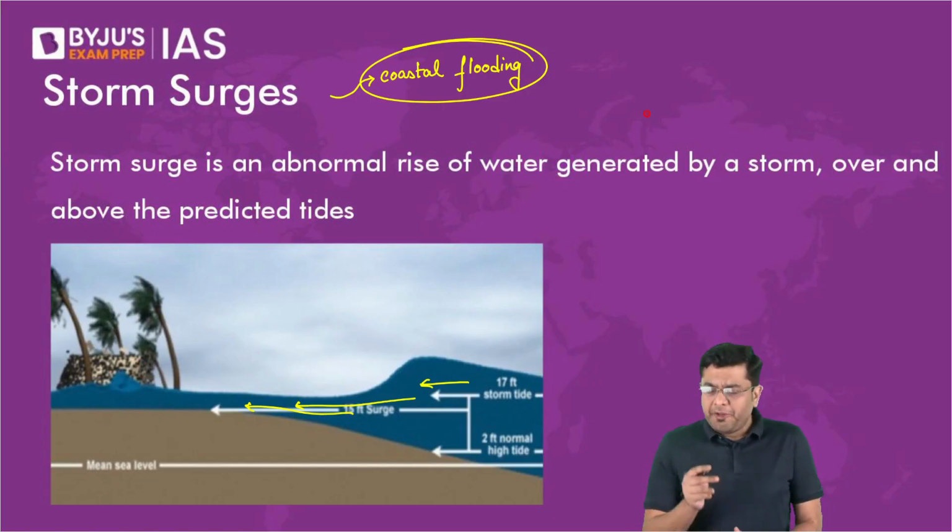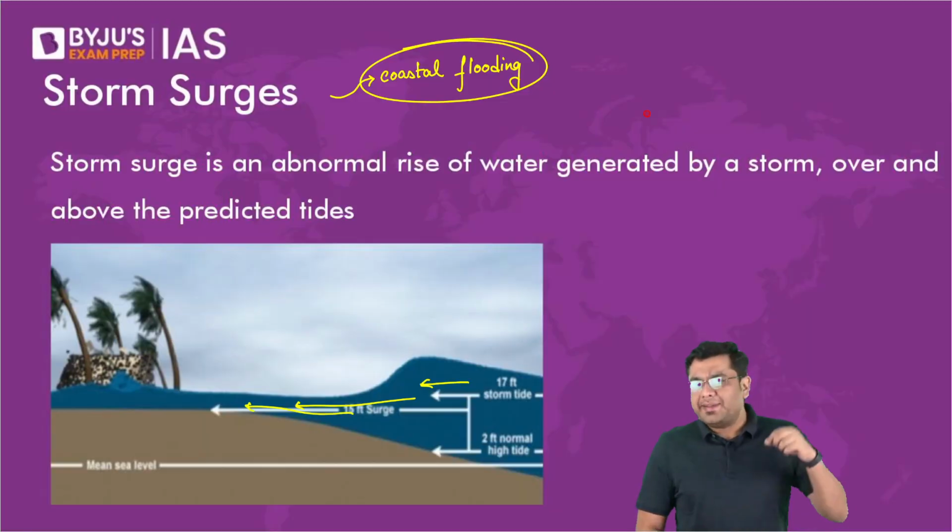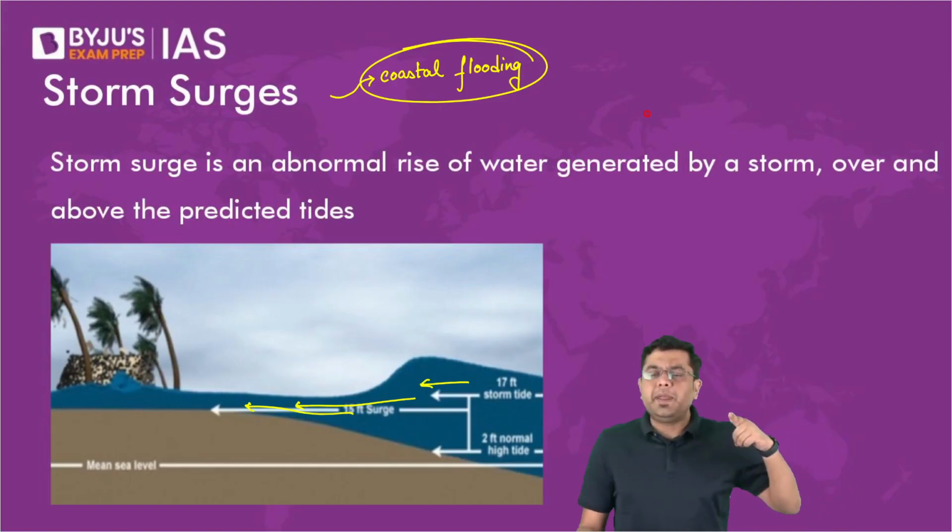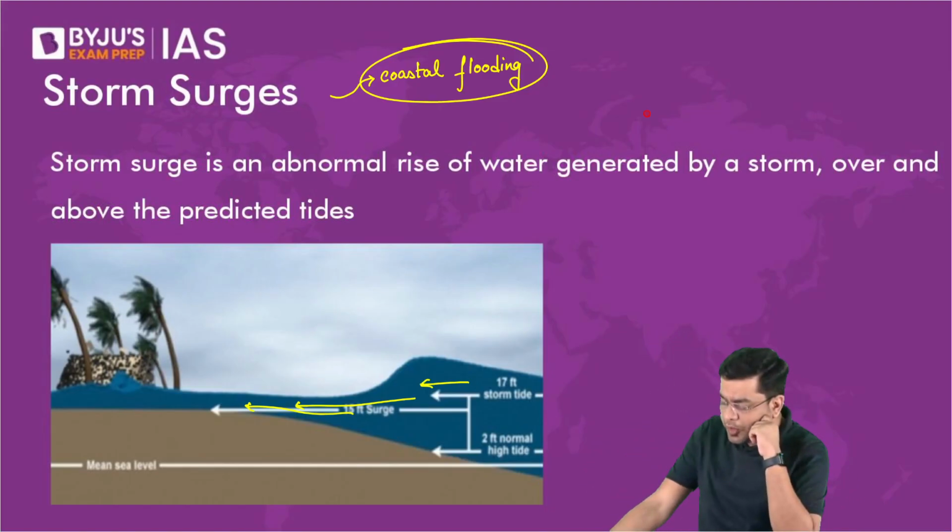Now, if I ask you, as compared to a temperate cyclone, will the wind speed in the case of a tropical cyclone be higher or lower? What do you think? When we talk about a tropical cyclone and a temperate cyclone, where will the wind speed be higher? Good.